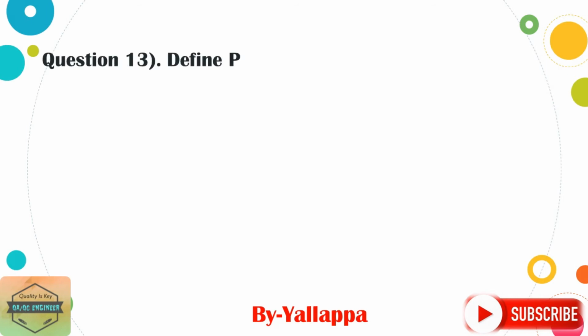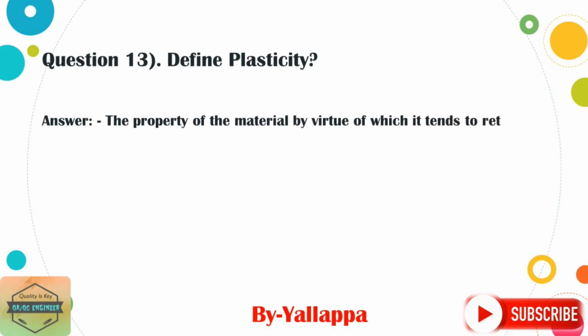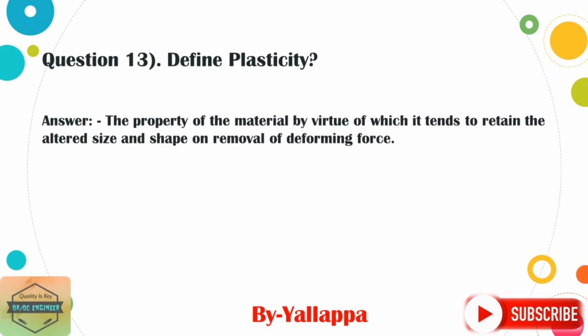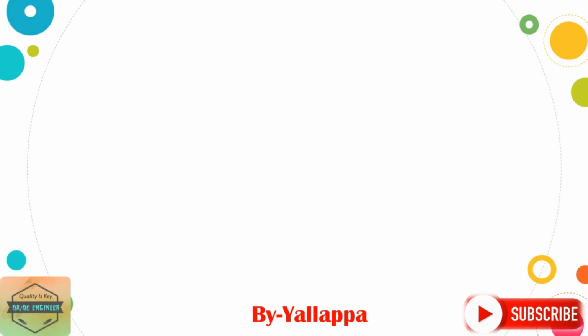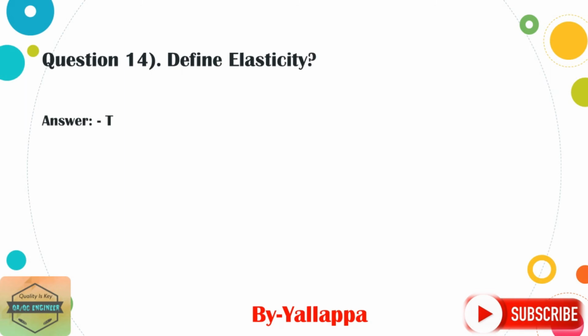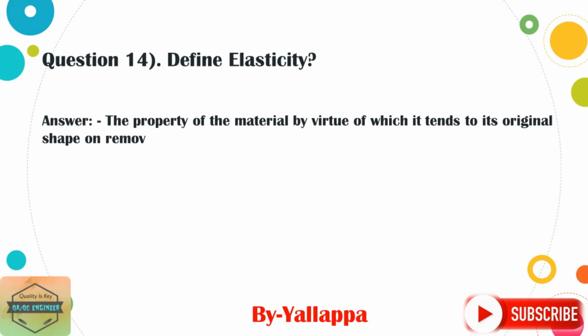Question 13. Define plasticity. Answer. The property of the material by virtue of which it tends to retain the altered size and shape on removal of deforming force. Question 14. Define elasticity. Answer. The property of the material by virtue of which it tends to return to its original shape on removal of deforming force.